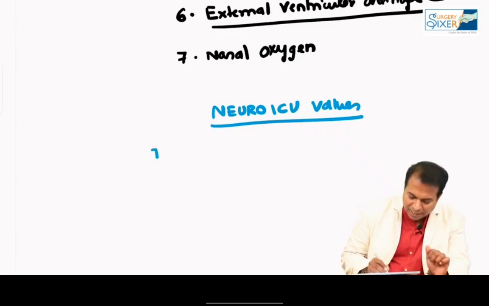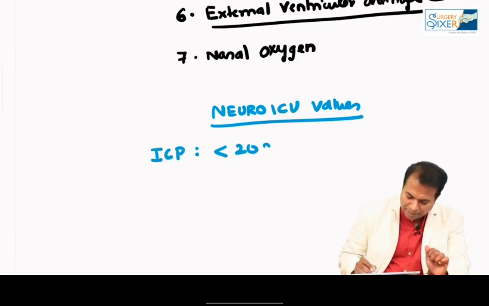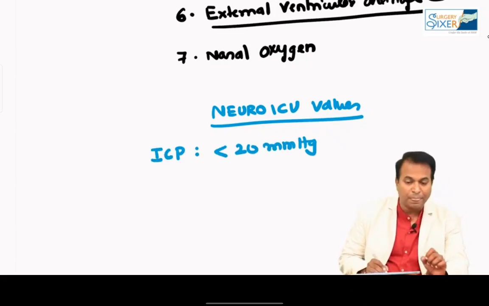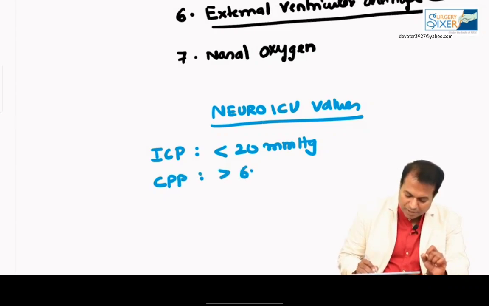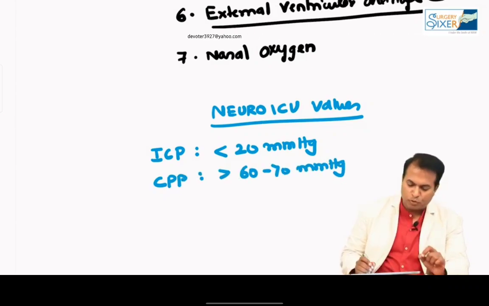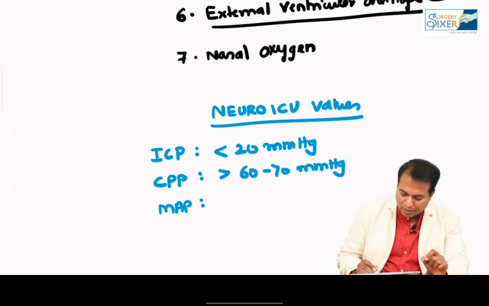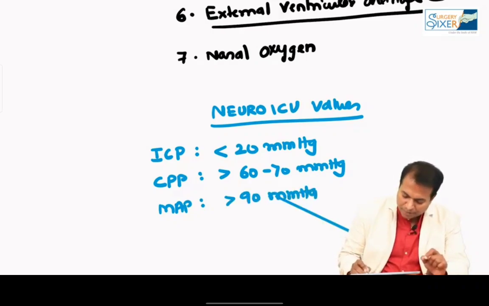We have to maintain intracranial pressure at less than 20 millimeters mercury. Cerebral perfusion pressure should be 60 to 70 or more. And mean arterial pressure should be more than 90 millimeters mercury. So these are the neuro-intensive care values.